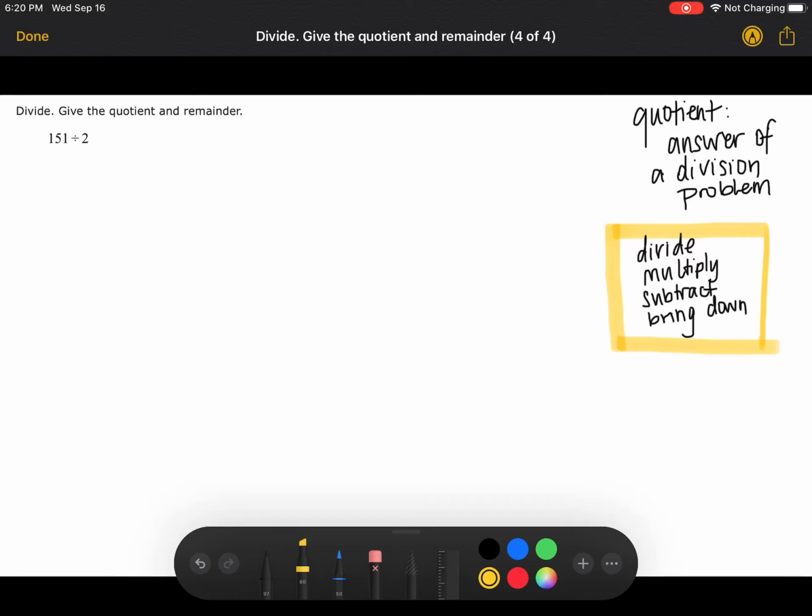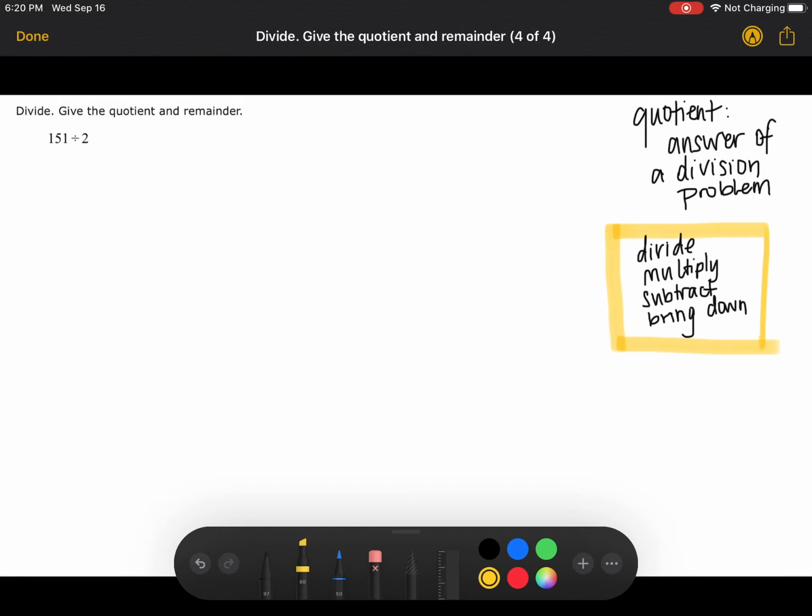All right, so we're going to talk about how to divide. And we're going to do the standard algorithm, and that's just like the 2 outside the house and 151 under the house. I'll show you in a second. That's just how a lot of kids these days describe it. Anyway, so it says to give the quotient and the remainder for 151 divided by 2.